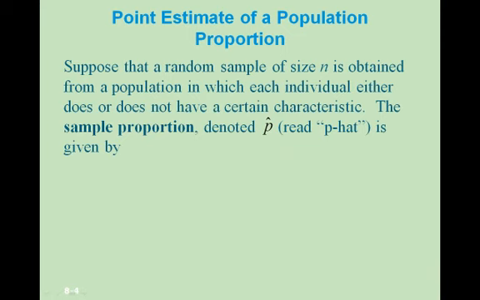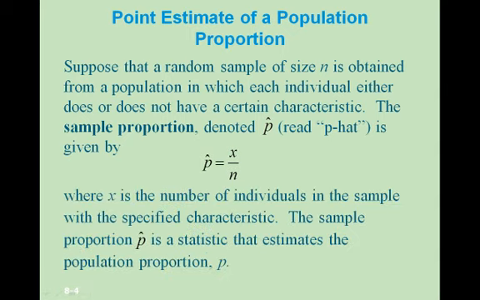First, let's look at a point estimate of a population proportion. Suppose that a random sample of size n is obtained from a population in which each individual either does or does not have a certain characteristic. The sample proportion, denoted p hat, is given by this formula here. P hat will be x divided by n, where x is the number of individuals in the sample with a specified characteristic. The sample proportion p hat is a statistic that estimates the population proportion p.